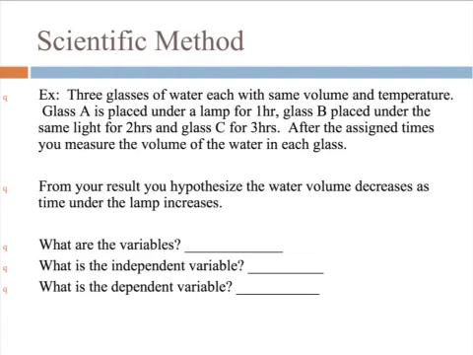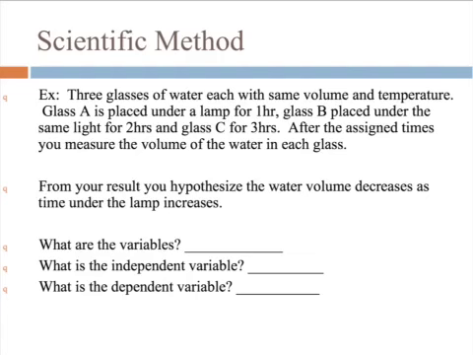Hopefully you said variables are the things I'm measuring. Okay, so in this instance, volume and temperature stayed the same, but the amount of time they stayed under the light and the volume increasing or decreasing was something that got changed. So basically your two variables then are amount of time and, in turn, the volume changed, so volume.